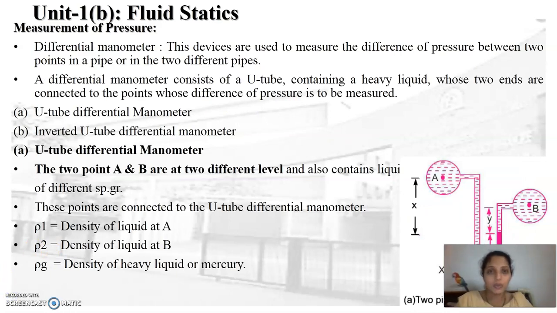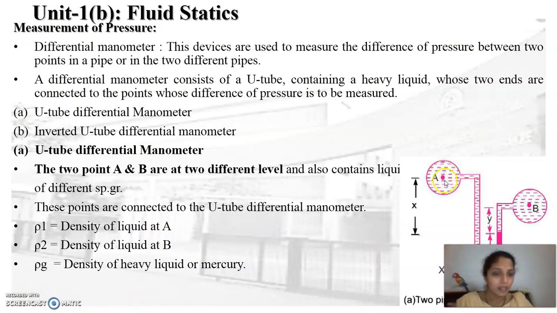The second type of manometer is the differential manometer. It is used to measure the difference of pressure between two points in a pipe or between two different pipes. This differential manometer consists of a U-tube containing the heavier liquid whose two ends are connected to the points whose difference of pressure is to be measured. So the first type is nothing but the U-tube differential manometer.